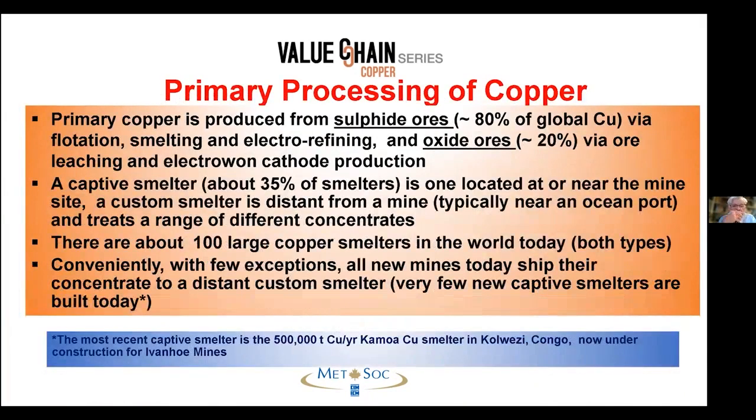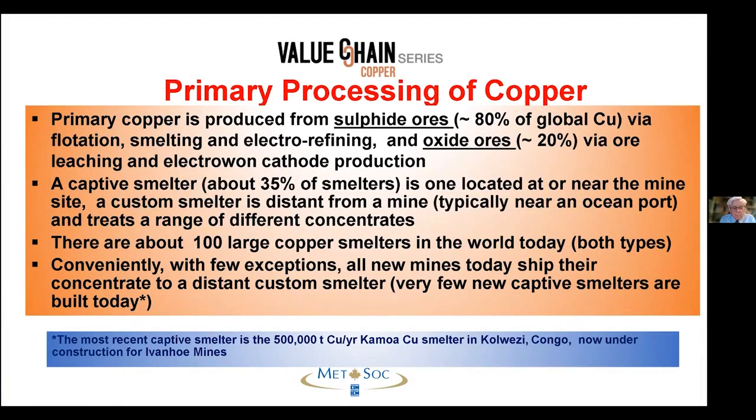By way of introduction, primary copper is produced from sulfide ores. That's about 80% of primary global demand, via crushing, milling, flotation, smelting, and electro-refining. And oxide ores, about 20% of global copper, are processed via leaching and then electrowinning for copper production.